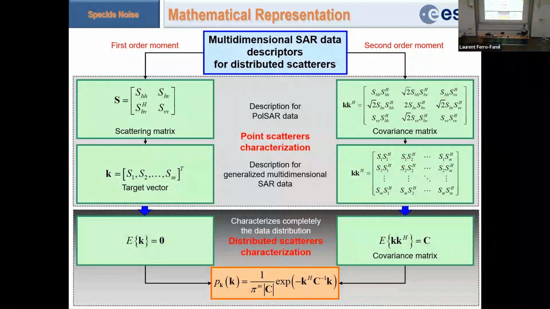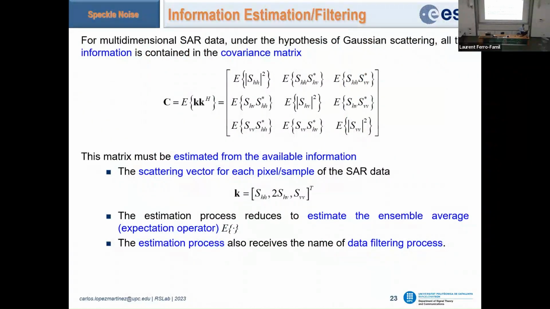So when we go to distributed targets, for natural targets at the end, forests, crop fields, agricultural areas, and deserts, and so on, we need to stick to this. In the case of urban areas, you can have a combination of both descriptions. But whenever you want to analyze SAR images, you always have to struggle with the differentiation between point targets and distributed targets, because the descriptors you use to work on one type of target and on the other are different. They cannot be considered in the same way.